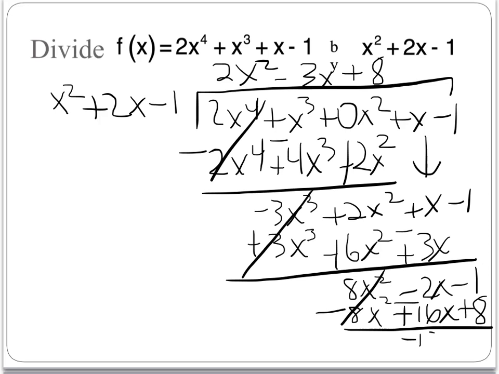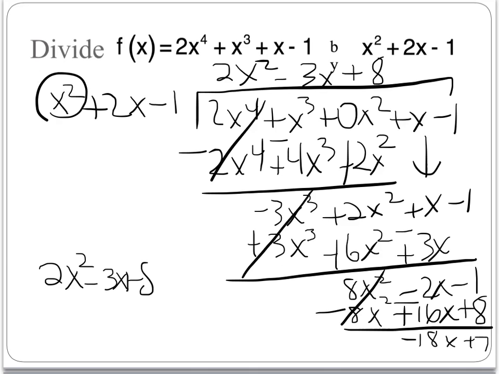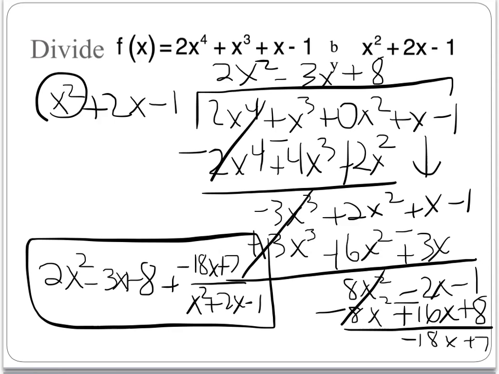So we get negative 18x plus 7. And this is x squared. This one is x. I have to stop there. So I end up with 2x squared minus 3x plus 8 plus negative 18x plus 7 all over x squared plus 2x minus 1. And hopefully that is what you got when you did this problem as well. Oh, I'm sorry, that looks horrible. Let's change that right there. It's x and then plus 8.